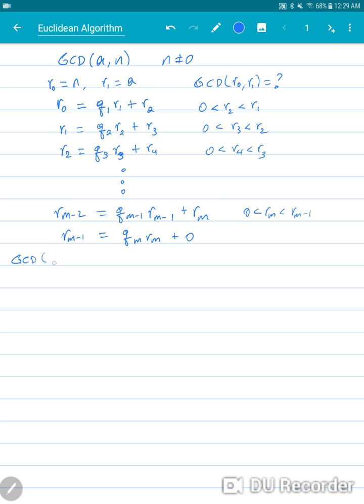So in this case now, it's not hard to prove, it's very easy to prove that the GCD of R0 and R1 is actually the GCD of R1 and R2, which is really the GCD of r(m-1) and rm. This is rm.